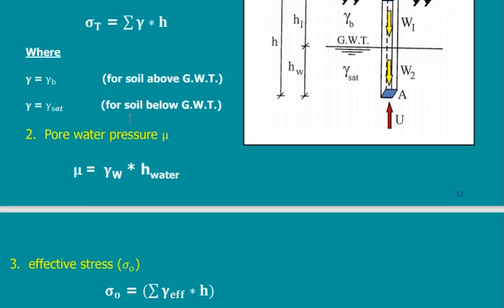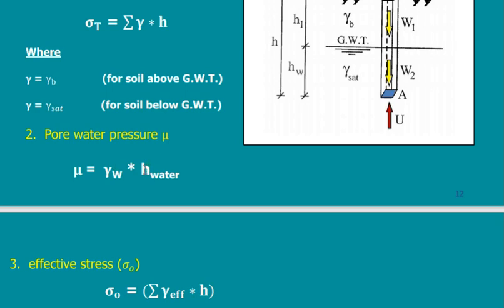That's okay, this we said. Pore water pressure. In case of water, the unit weight of water is 1, or 10, depending on the units you are using. So gamma water multiplied by h.